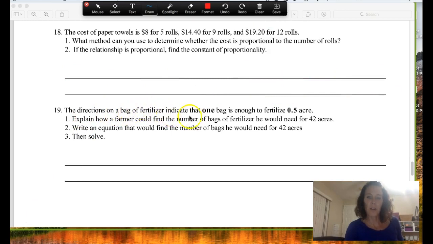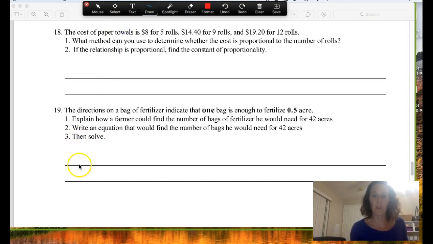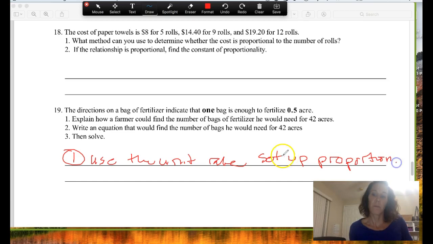All right, on to the last one. The directions on the bag of fertilizer indicate that 1 bag is enough to fertilize half an acre. So, part 1, we need to explain how a farmer could find the number of bags of fertilizer he would need for 42 acres. Well, he could just solve a proportion or use the unit rate, which you're already given. 1 bag fertilizes half an acre, and we need to know how many bags for 42 acres. You could use the unit rate, or you could set up a proportion. Okay, that's what you would do.